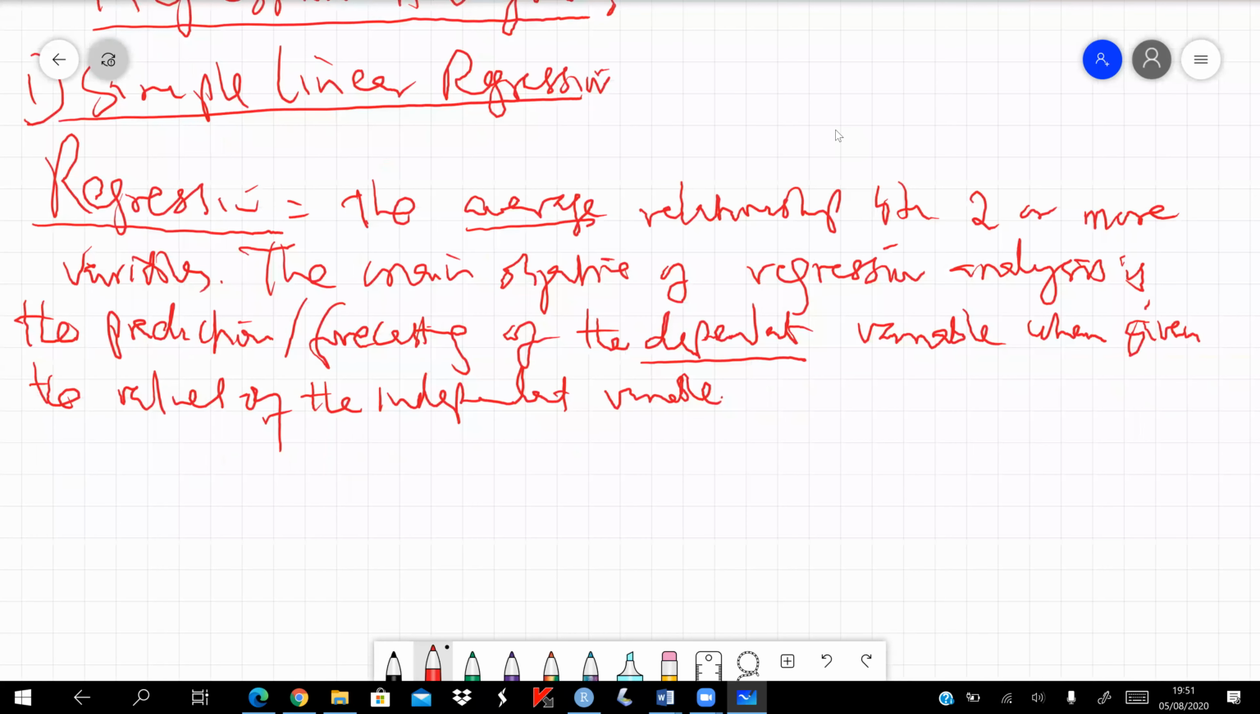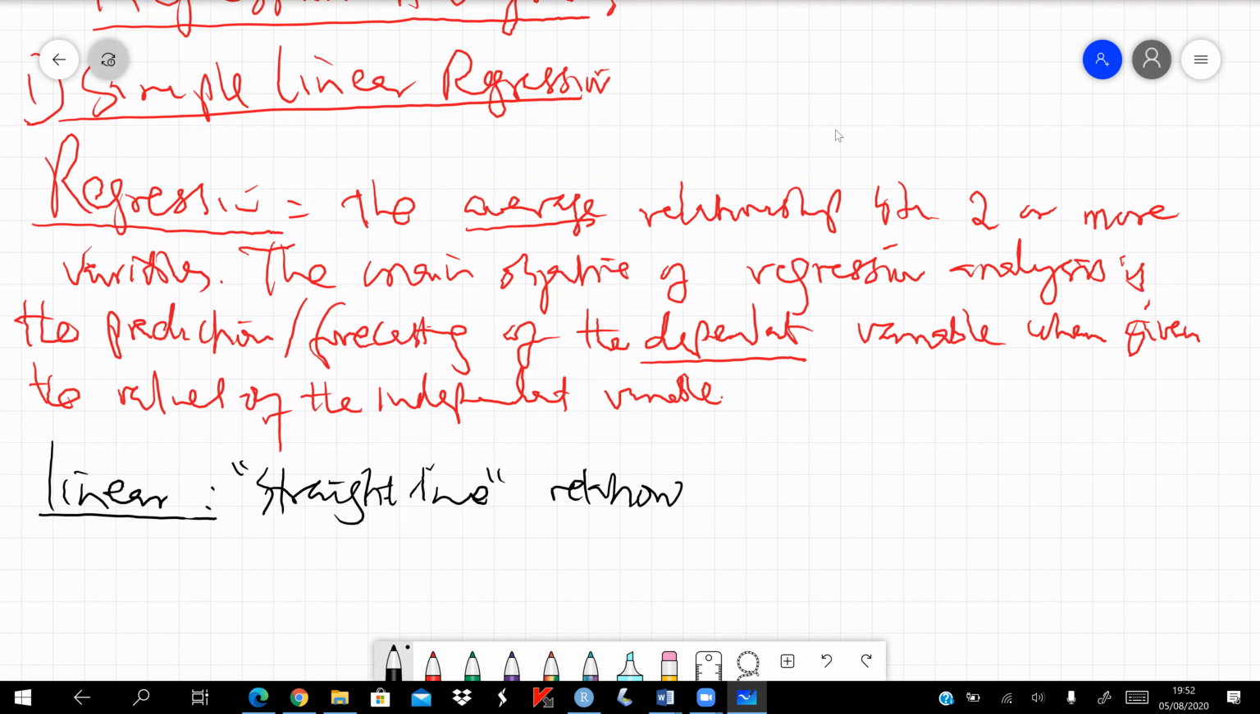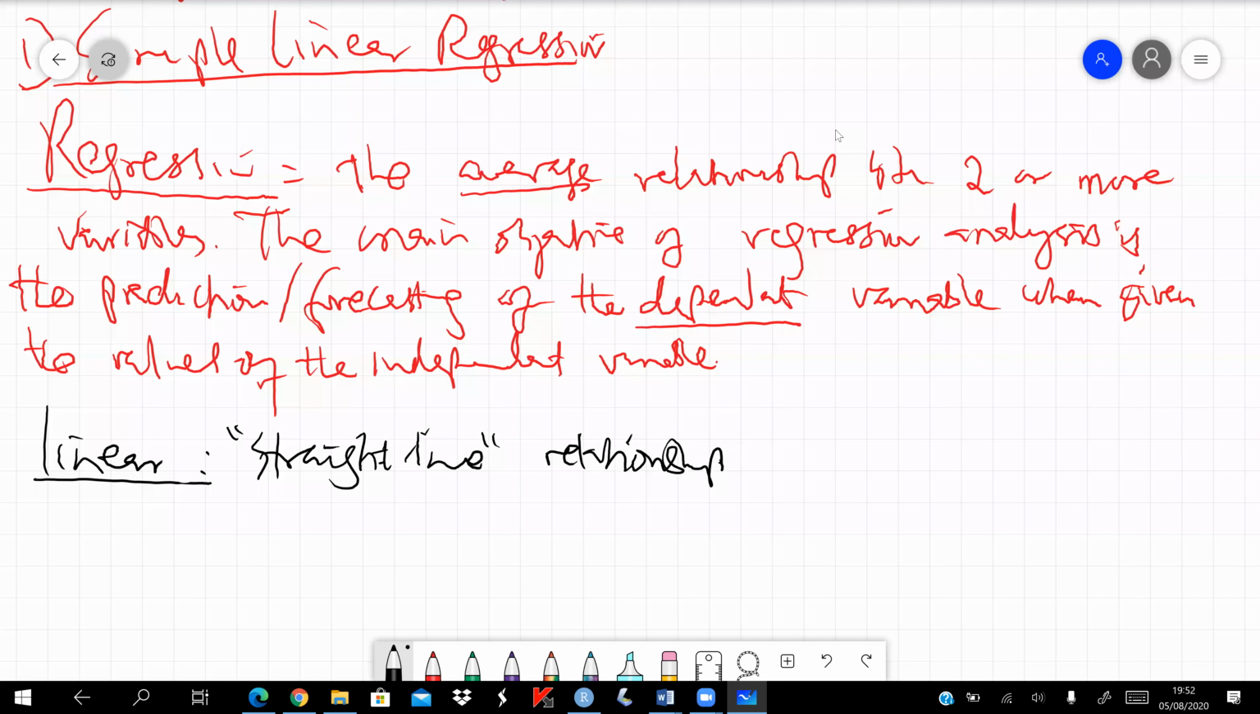When we talk about linear, the word linear here tells us the kind of relationship we have between the variables. So it means that it's a straight line kind of relationship. The relationship can be represented using a straight line, in quotes, okay, it is a proportionate kind of relationship.